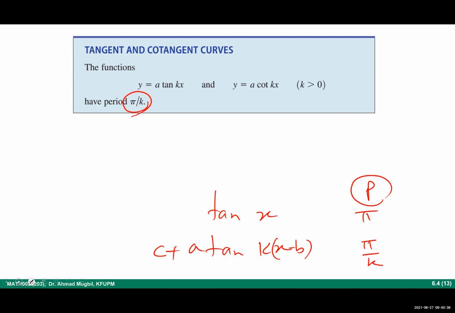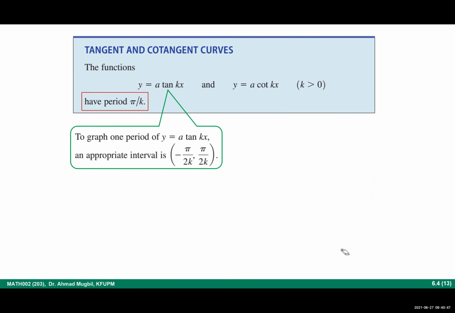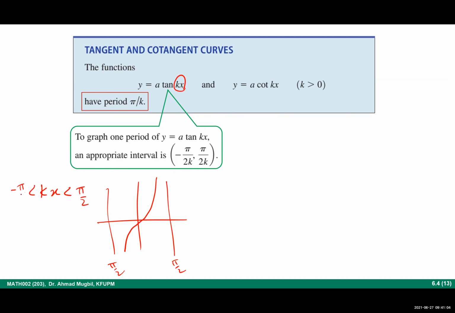Now, what is the first interval? If you want to sketch the graph, what is the first interval you will sketch the graph on, or what are the first two vertical asymptotes? If you remember for tangent, it was between negative pi over 2 and pi over 2. So now we will use kx between pi over 2 and negative pi over 2. Divide by k, it will be pi over 2k and negative pi over 2k. So this is the interval that you will sketch your graph in, or you can say these are the first two vertical asymptotes.